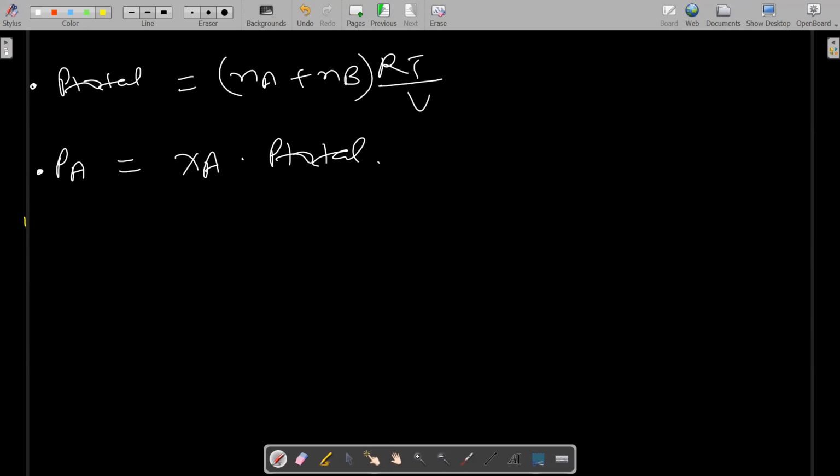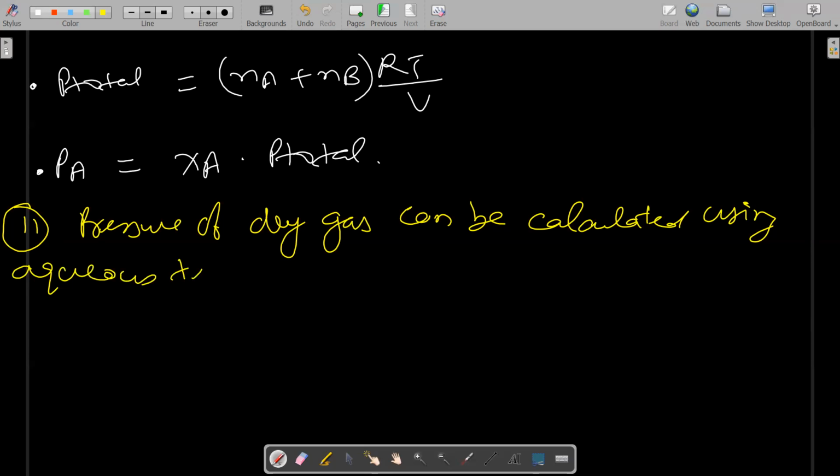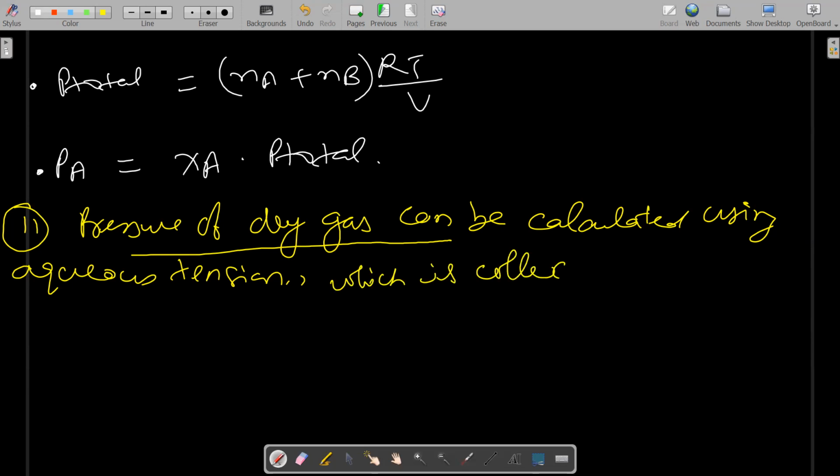Now the second application, I'll just write: the pressure of any dry gas can be calculated using aqueous tension. Which type of dry gas pressure? The gas which is collected over downward displacement of water.